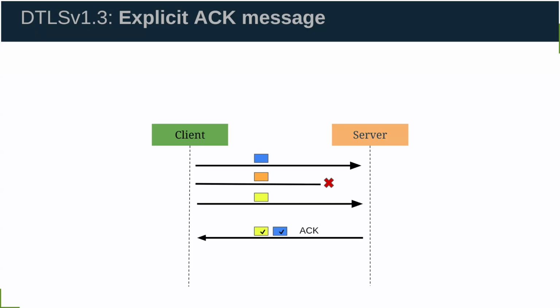So what the server can do is send an ACK message saying, well, I received the yellow one and I received the blue one. So now the client can just send the orange one. So this saves bandwidth for sure, because without this message, the client would need to retransmit all 3 messages and not just the one that was lost in the network.